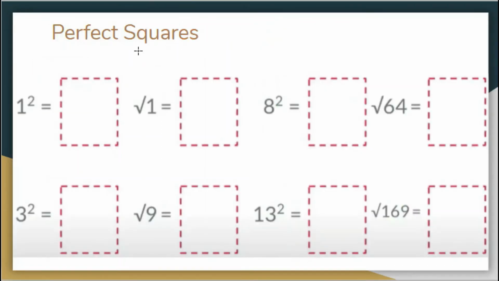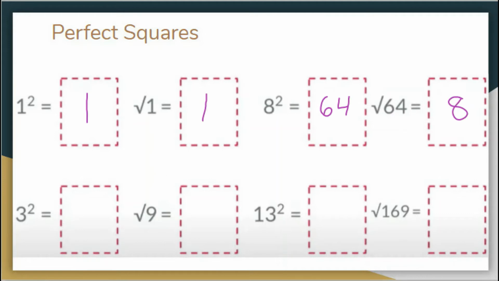All right, so here's some more examples of perfect squares and how you can see them. So let's say I have 1 squared. Well, that's 1 times 1. That gives me 1. And the opposite of that is this radical, or this square root. The square root of 1 is 1. 8 squared, or 8 times 8, would give me 64. The opposite of squaring something is the square root, this radical sign. So the square root of 64 would give me 8.